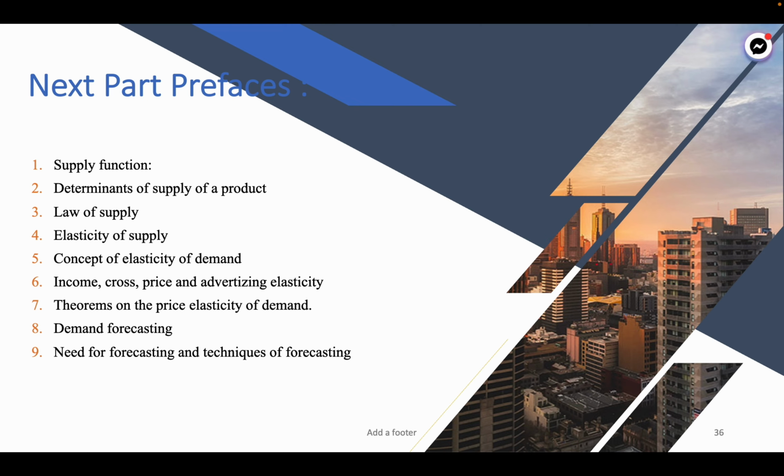In the next part I am going to talk about supply function, determinants of supply, law of supply, elasticity of supply, concept of demand, income, cross, price, advertising elasticity, theorem of price, demand forecasting, need for forecasting, and techniques of forecasting. So these are the 9 topics which I am going to cover in my next module, like next part, because it's a total part of the first module only, on which we are supposed to give our internal test in the coming week.